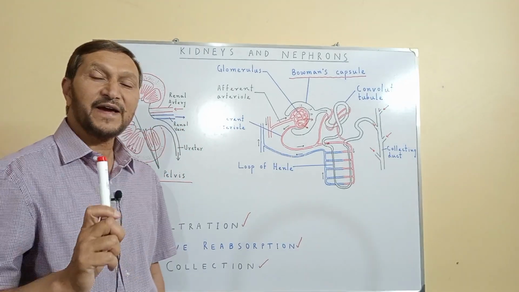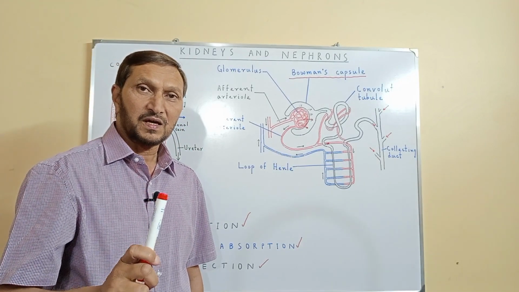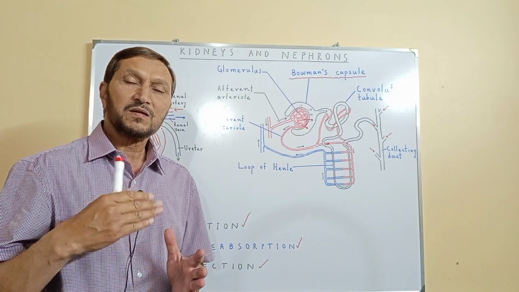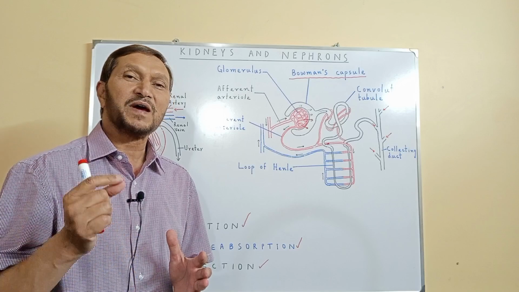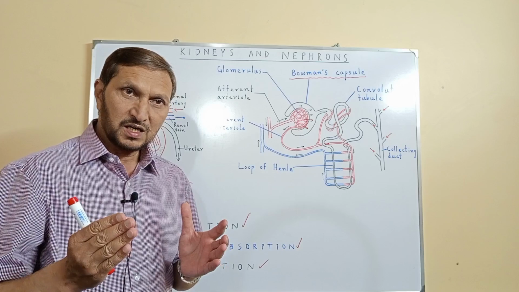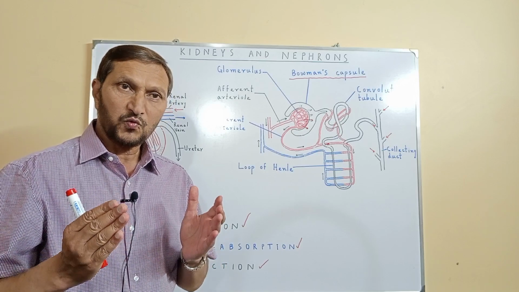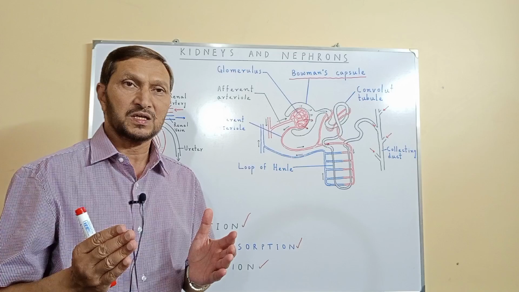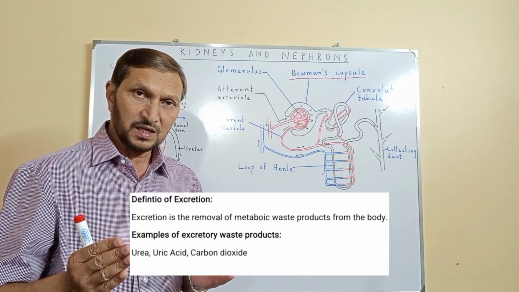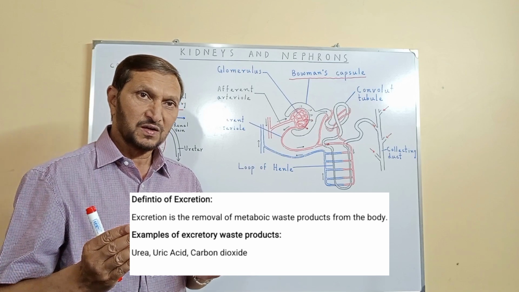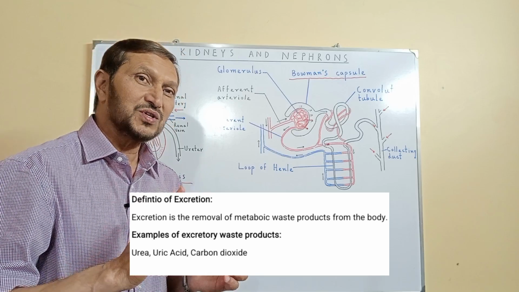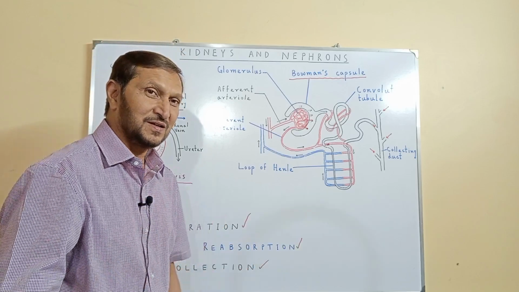Kidneys are the excretory organs in our body, and these excretory organs, kidneys, remove urea, which is a metabolic waste product. What is excretion? Excretion is the removal of metabolic waste products from our body. These metabolic waste products are harmful and toxic, and they must be removed from the body. For example, urea and carbon dioxide. So kidneys remove urea in the form of urine.